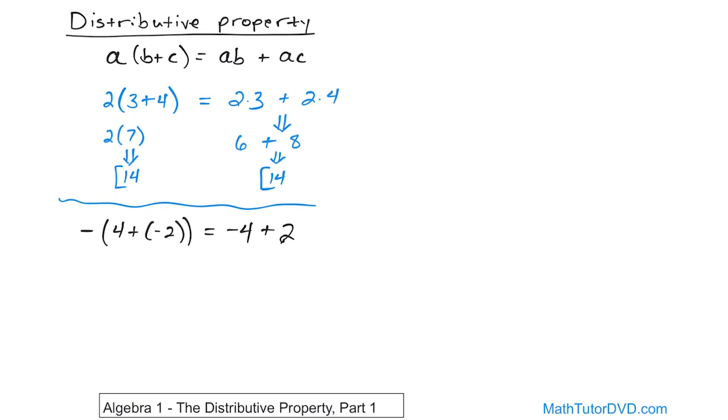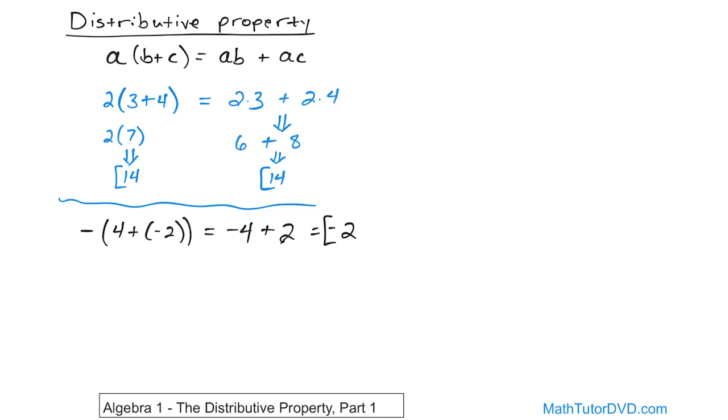So what you end up having on the inside there is negative 4 plus 2. Now how do you handle that? Well, you are adding a positive and a negative, so you subtract them. 4 minus 2 is 2, and the sign of the answer comes from the larger absolute value, which is coming from here because this is the larger number, so the answer is negative 2.